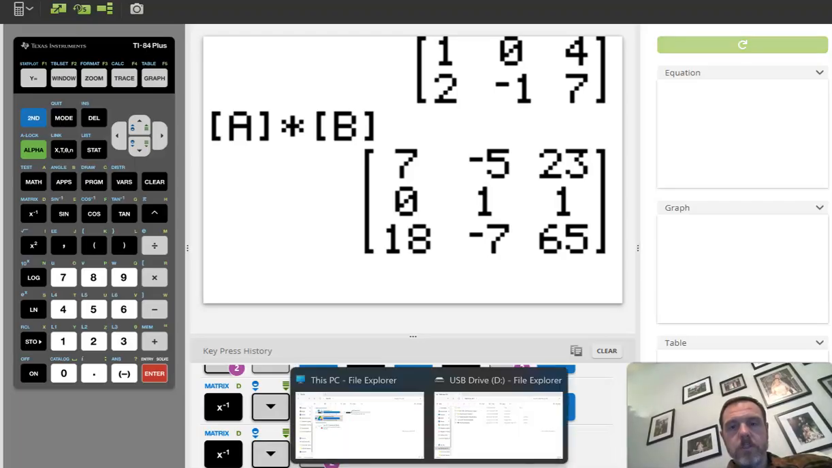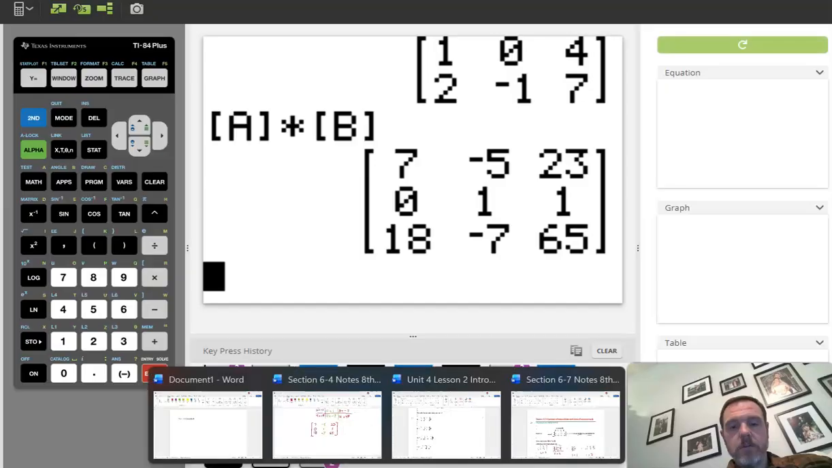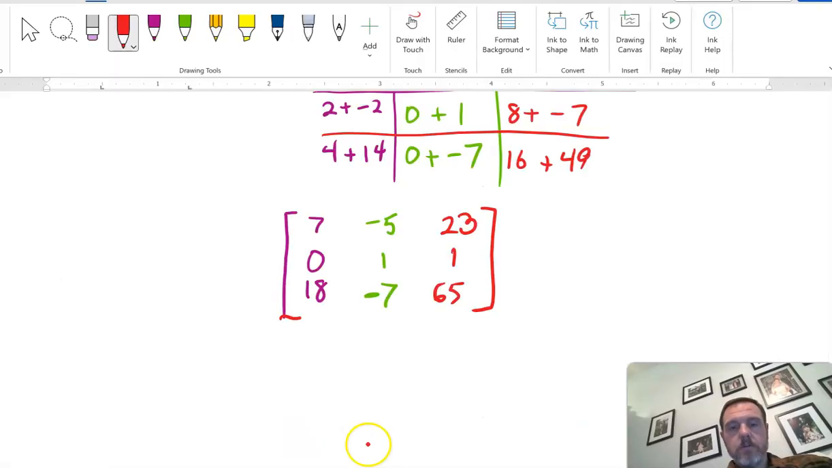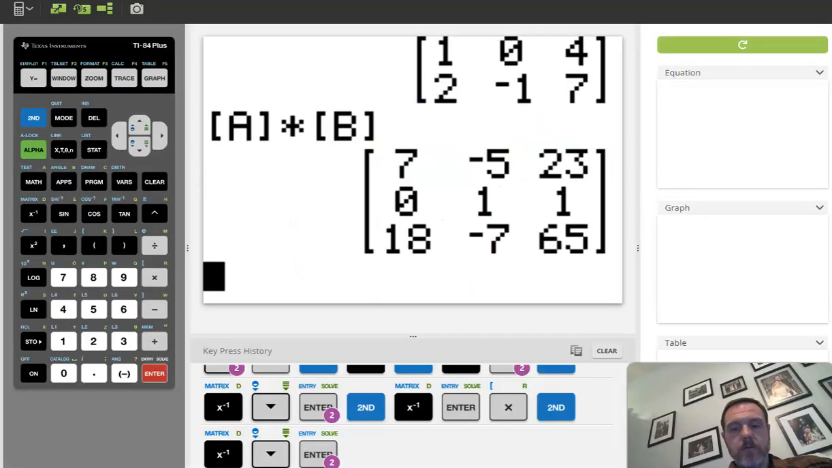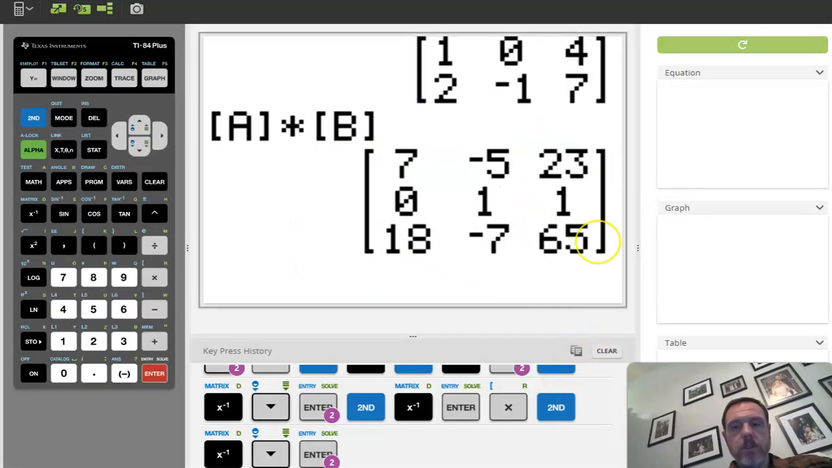So we got 7, negative 5, 23. Let's check that out here. 7, negative 5, 23. 0, 1, 1, 18, negative 7, 65. I believe that's what we had. 0, 1, 1, 18, negative 7, 65. So that checks out.